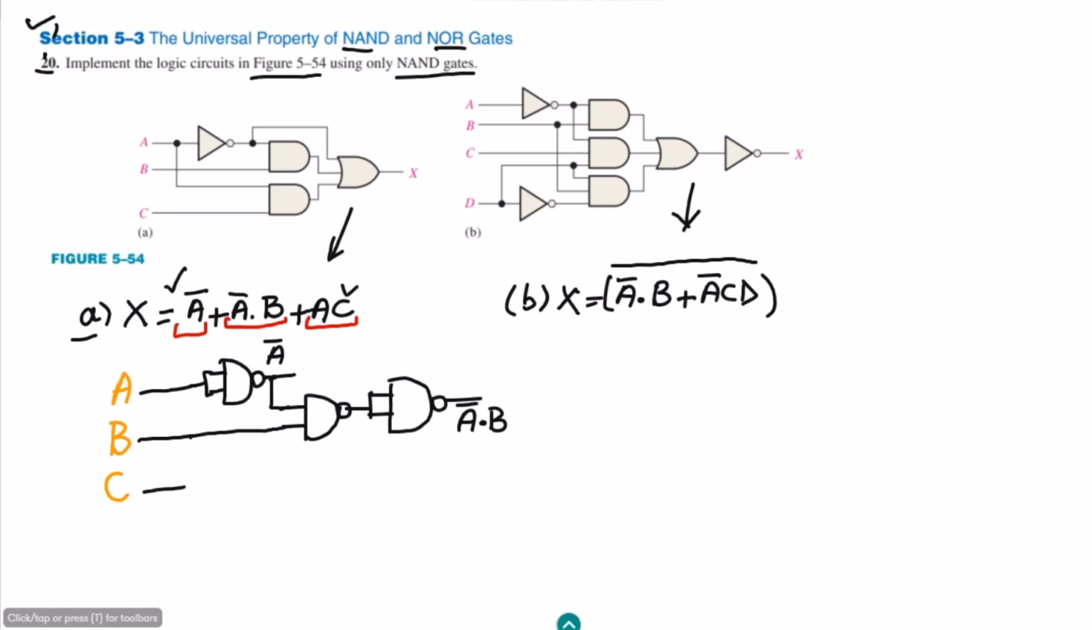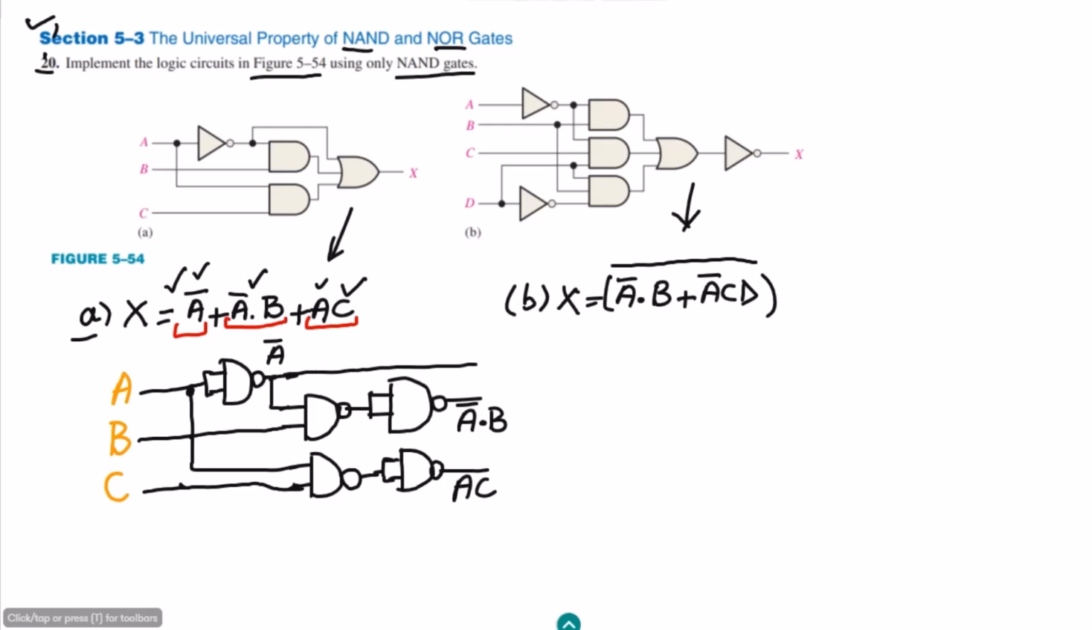Similarly for the third one, I have AC. For AC I will use the same combination which I have here. That would be the first NAND gate, and after it the same NAND gate to which the two inputs are interconnected, and here I have to apply A and C. So A will be here and C will be here, and here I will get AC. Now I have found the values of A complement dot B and AC, and after them let me use them here. This is the A complement, and it is the same sequence with which these are written here.